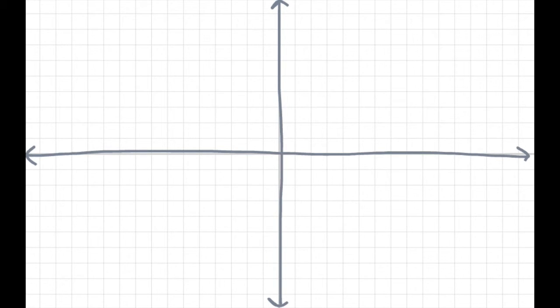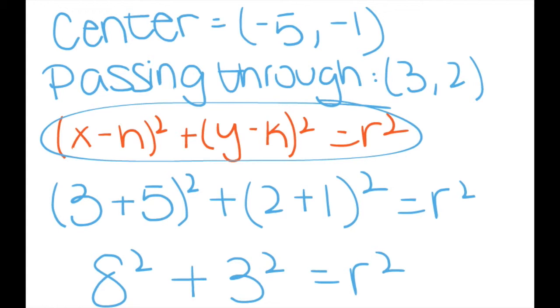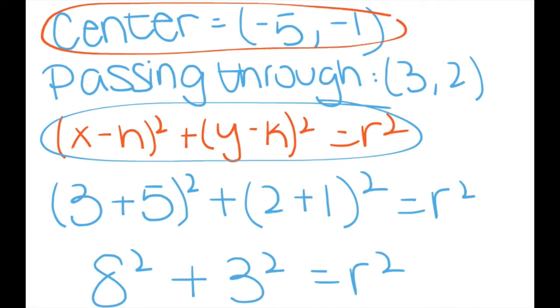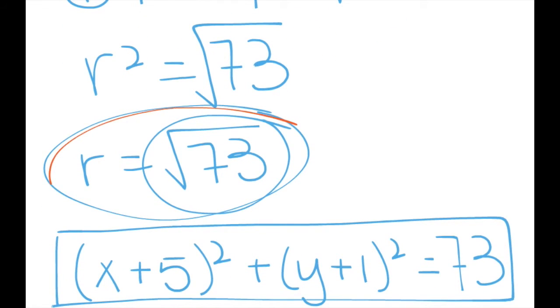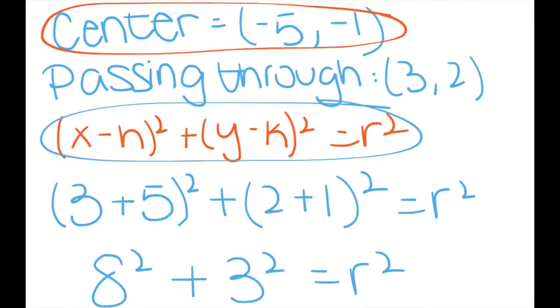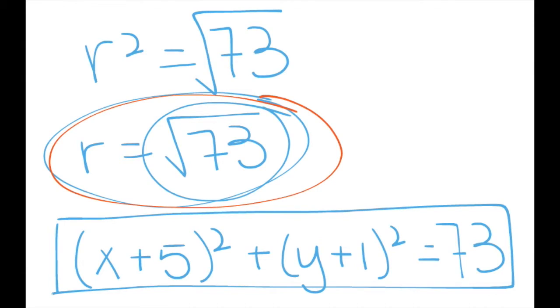So I already have the coordinate plane prepared. What we need for the graphing is the center point, and we're also going to need the radius, which we have here. So we're going to plot our center point first. It's negative 5, negative 1. So it's 1, 2, 3, 4, 5, and 1. So your center point is right here.